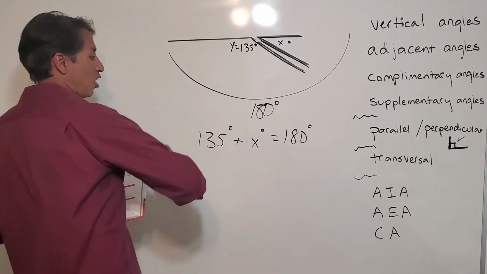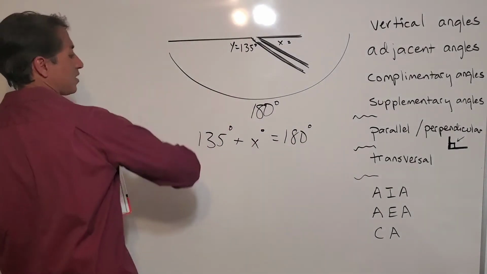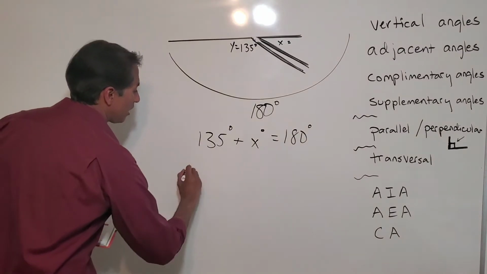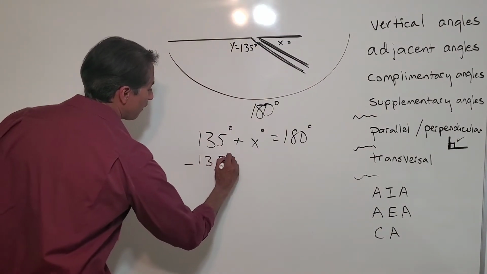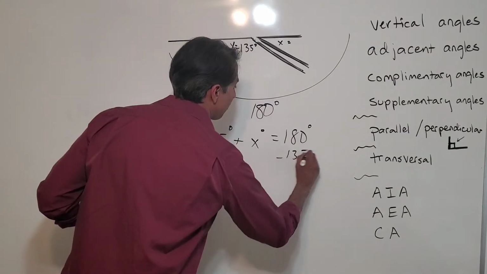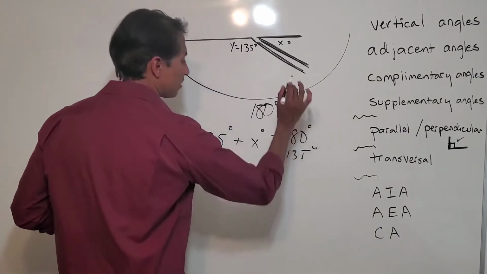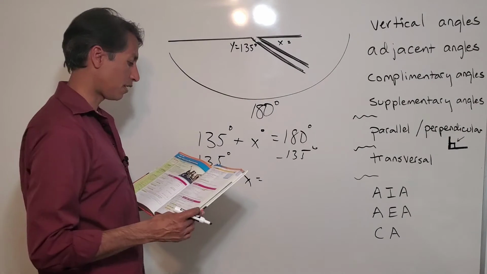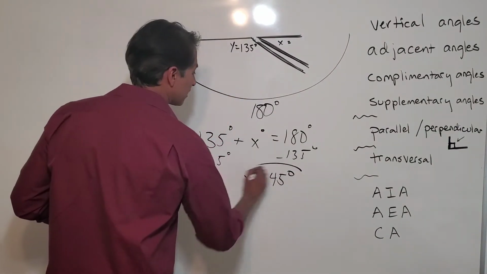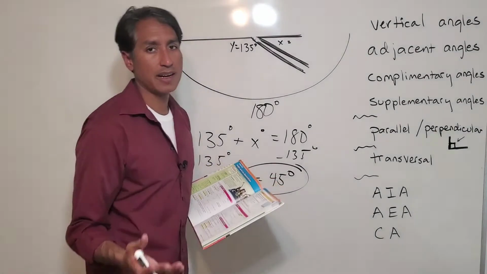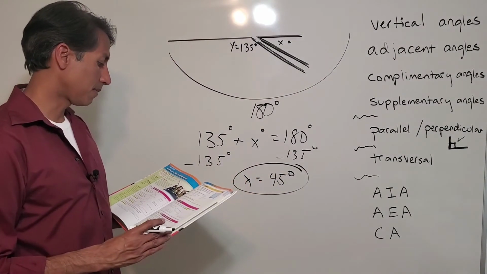So I need to get all my numbers to one side, my x's to the other. So I'm just going to do the opposite of whatever's here. Positive 135, subtract 135, minus 135. So x equals 180 minus 135, which is 45 degrees. Make sure you circle your answer and you're all set, okay?